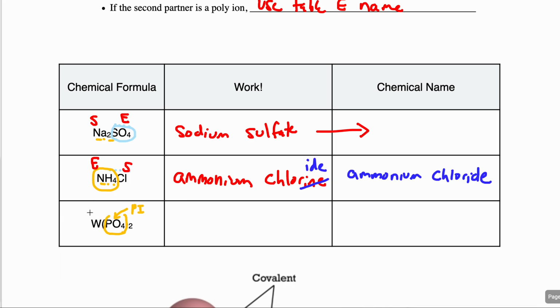So W, we would find its name on table S, and what is in parentheses, we would find on table E. According to table S, W stands for tungsten. And when you go find PO4 on table E, it is known as phosphate. Because our second partner is a polyatomic ion, we don't have to do any name change, so the compound's name is simply tungsten phosphate.